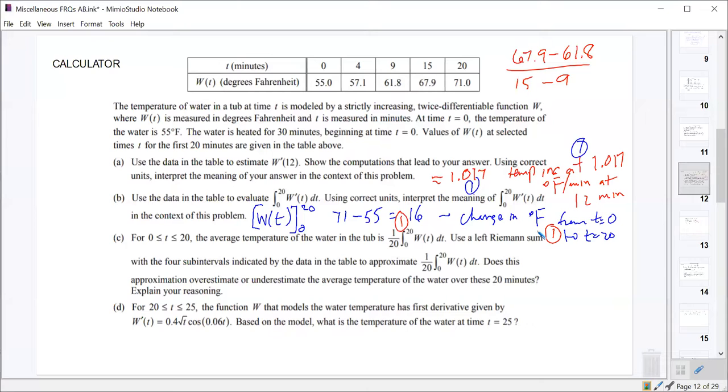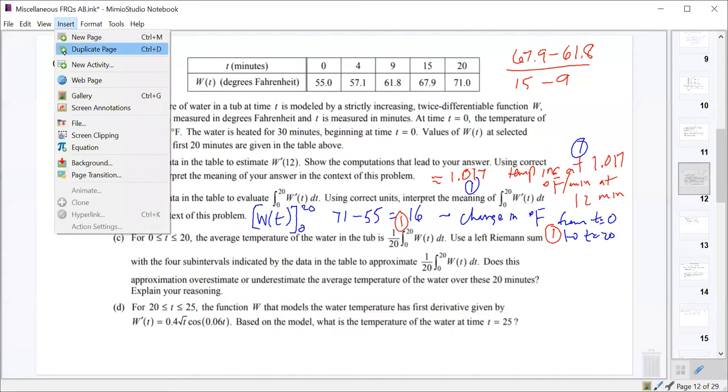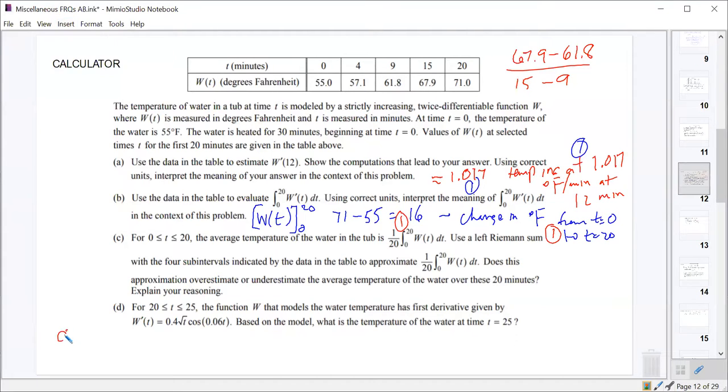For part C, we want to look at this 1/20th of the integral from 0 to 20. We're going to use a left Riemann sum to approximate that, and then we're going to talk about it. So that's the average temperature of the water: the integral from 0 to 20 times 1 over 20 minus 0 of the water temperature function.